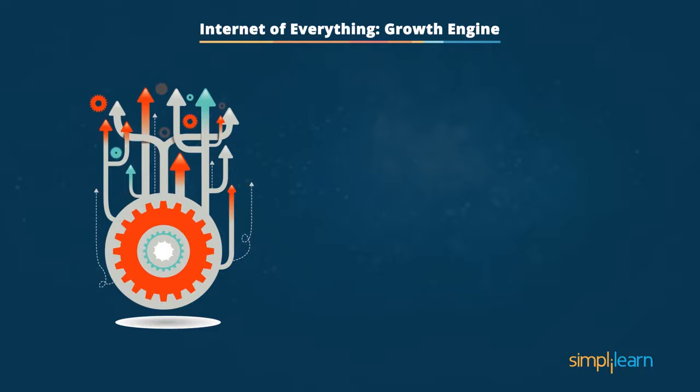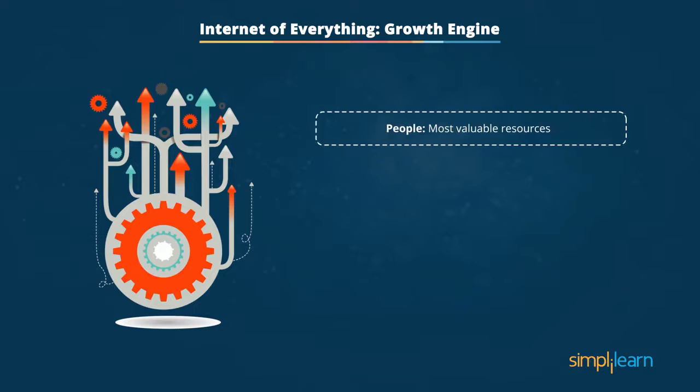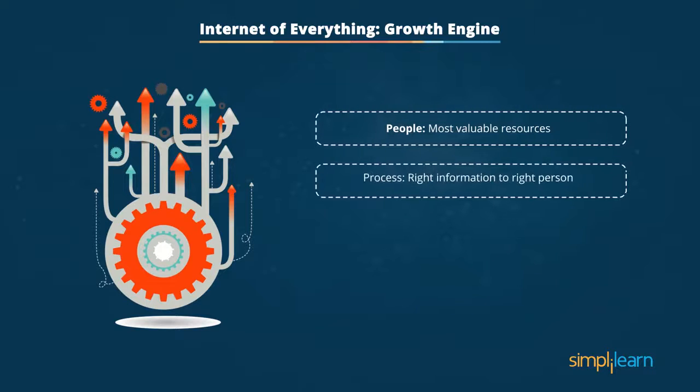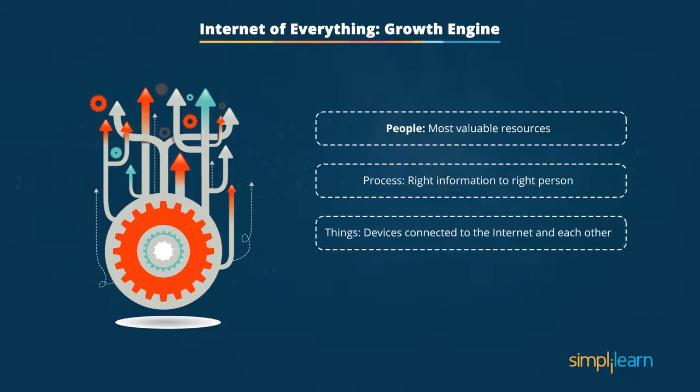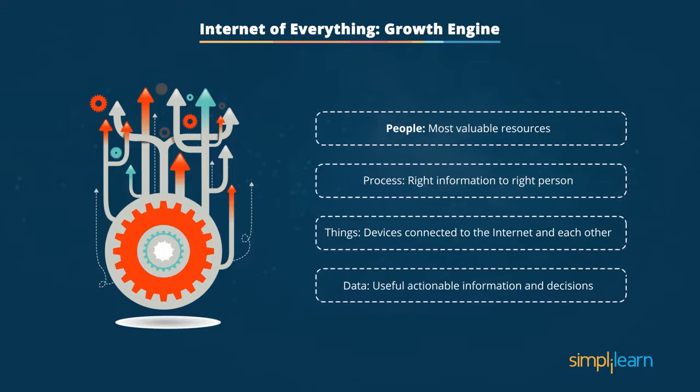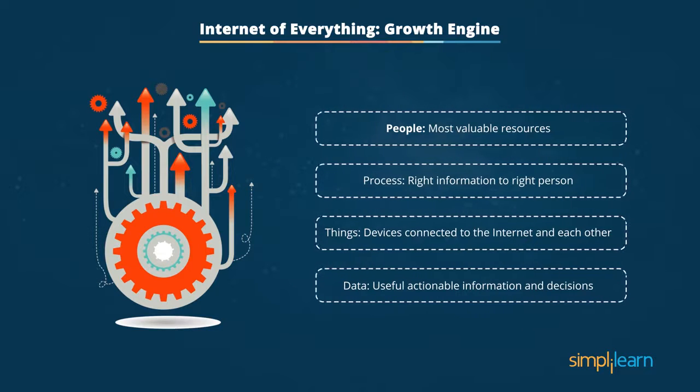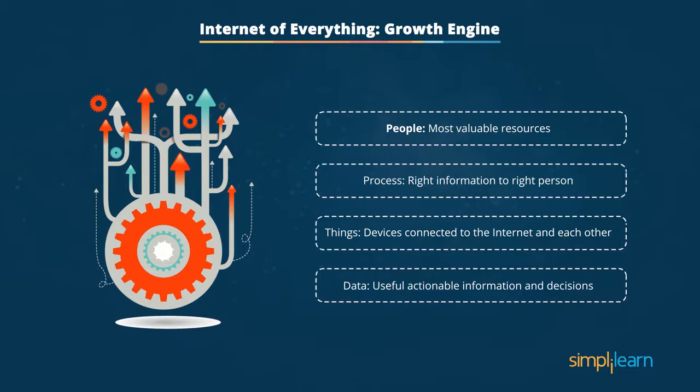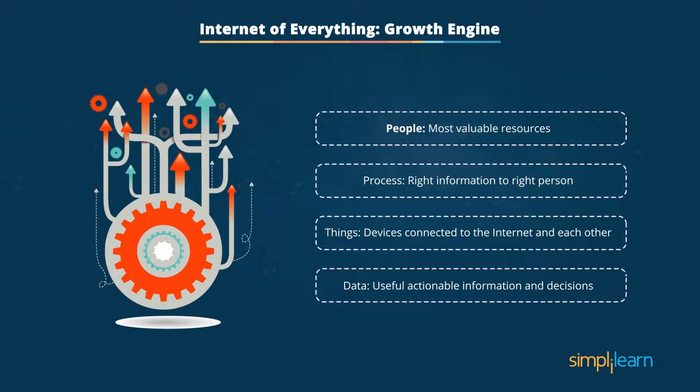Growth engine. The Internet of Everything comes with a growth engine for any organization. It includes people, who are the most valuable resources. The process of making the right effort for the things that includes the physical devices, other objects, and the data taken from sensors to make actionable insights for decision making is important. People, process, things, and data are the growth engine elements that give a company an edge in the digital transformation world. With data privacy and transparency mechanism, it is important for every organization to follow internet ethics and compliance.